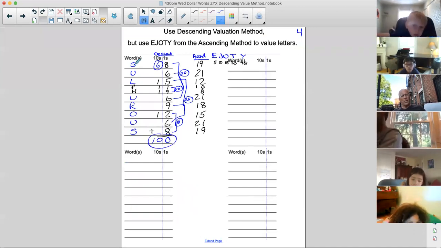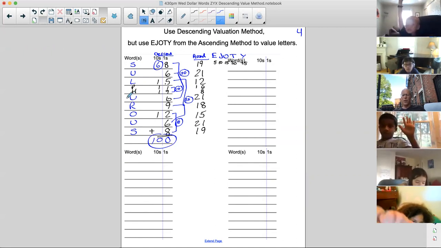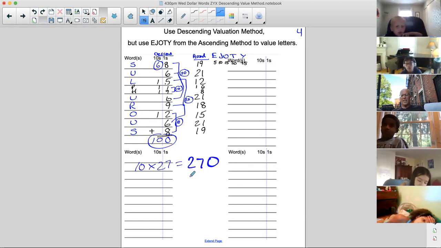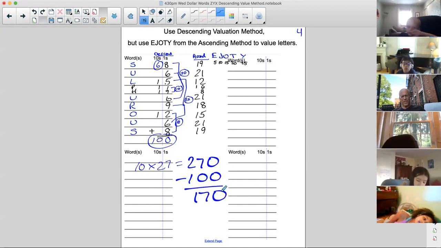Now, how many letters has the word sulfur? How many letters? Raise your hand if you've got it. How many letters has sulfurous? On 3, 1, 2, 3, go. 10. And what is 10 times 27, everybody? 270. Subtract 100, and what do you get? 170. That's right.